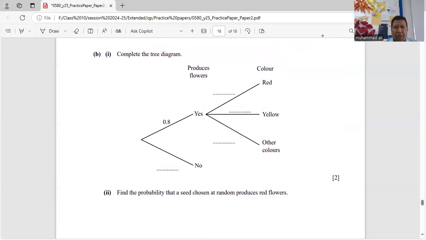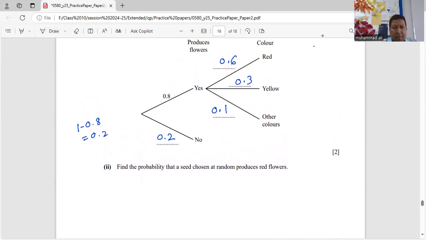Part B, complete the tree diagram. It is 0.8, so it will be 0.2. Why? Because the total probability is 1. 1 minus 0.8 equals 0.2. The probability of producing red flowers is 0.6, yellow is 0.3, and others means 0.6 plus 0.3, subtract from 1, we will get 0.1. So the tree diagram is completed.